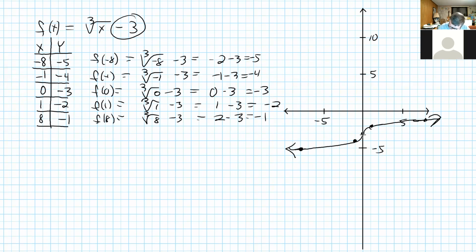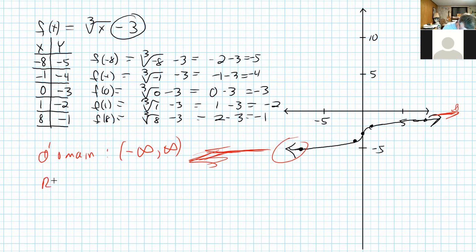More or less. Now, this arrow going to the left is not only continuing to the left, but it's also going down. This arrow to the right is continuing to the right and going up. So our domain is going to be all real numbers, and the range is also going to be all real numbers. Any questions about that example?